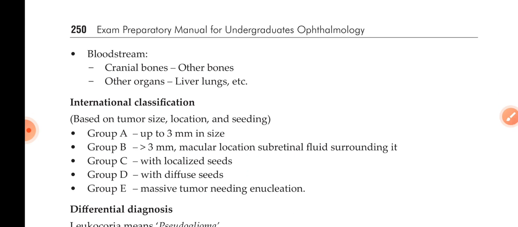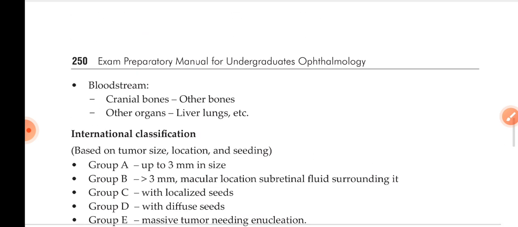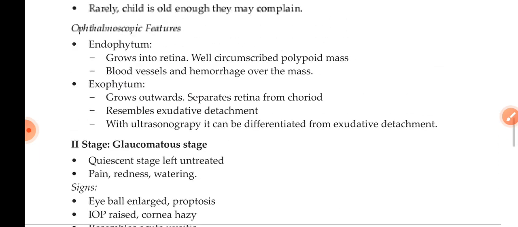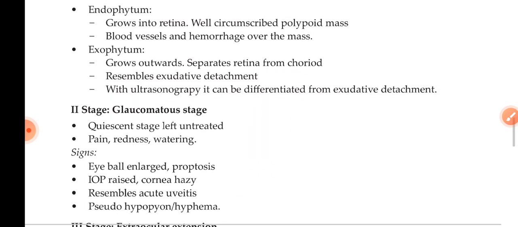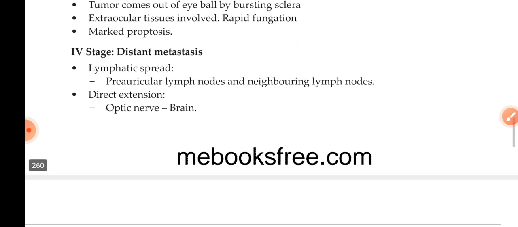Brainstem extension to the cranial bones and other bones and other organs like liver and lungs, etc. Okay, four stages are there. First is the quiescent stage. Next is a glaucomatous stage. Next is extraocular extension. Next is distant metastasis.